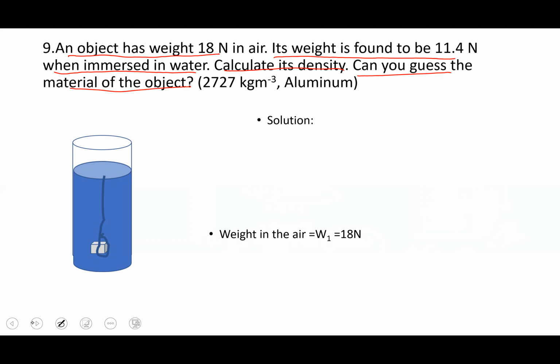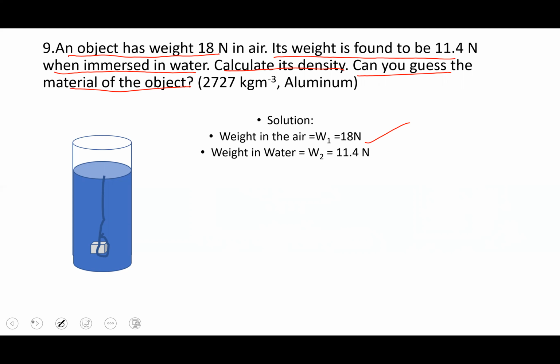Now we have two things with us. The weight when it was in air, which is 18 newtons, and weight when it was in water, which basically decreased, which is W2, which is 11.4. So we have to find the density, and from the density we can find out which element this really is. The density of water is taken to be constant, which is 1000 kilogram per meter cube.